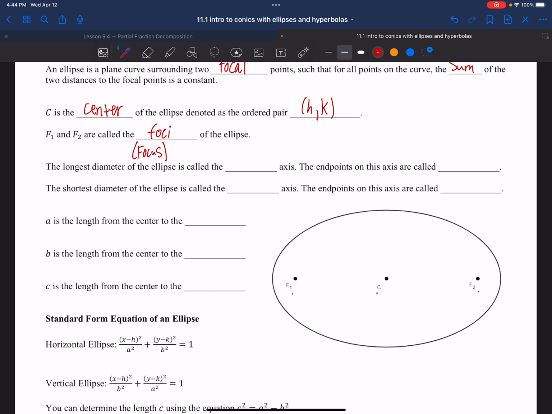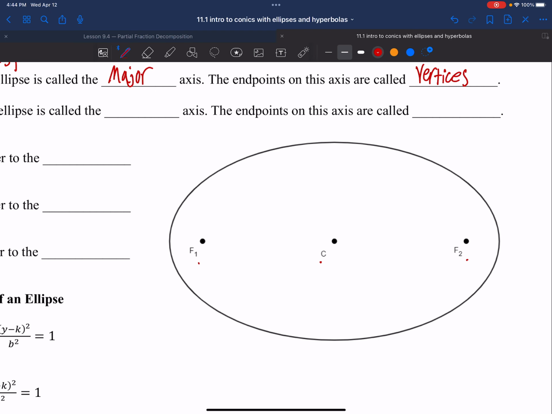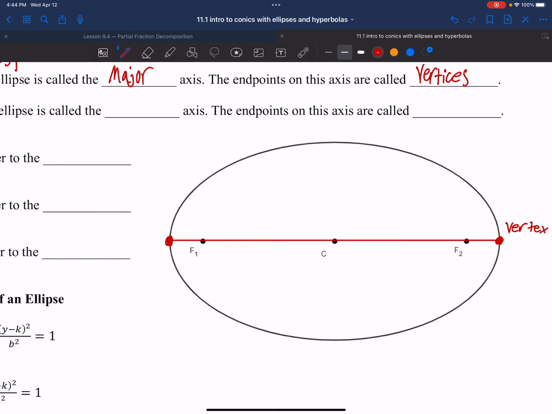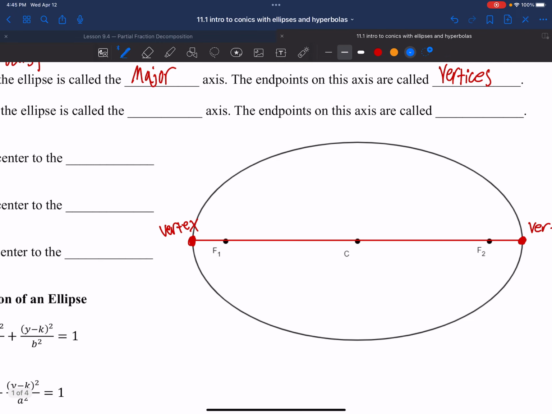Okay, the longest diameter of the ellipse is called the major axis. And the endpoints on this axis are called vertices. So I'm going to go here to my little ellipse, and I'm going to do this in red. This length, this diameter extending from one end to the other, that is the major axis. And these endpoints on the major axis that meet where the curve is, those are our vertices. This is a vertex, and that is also a vertex.